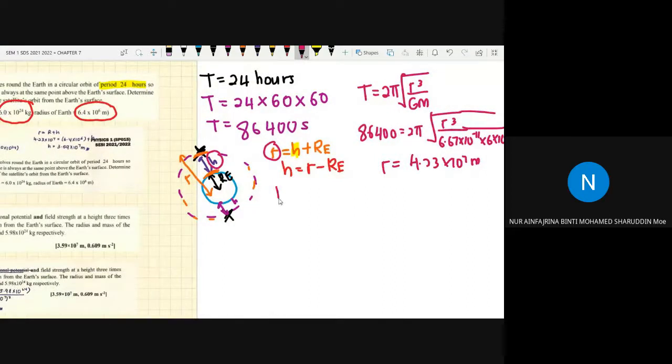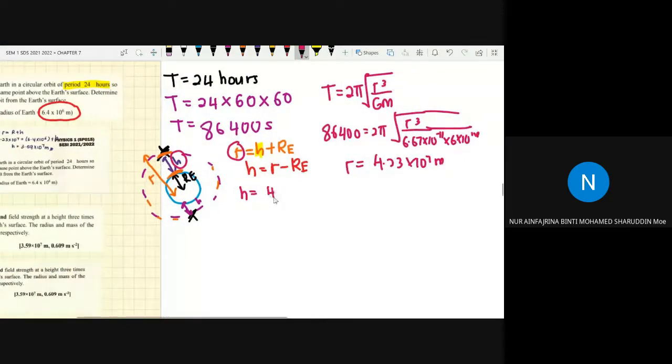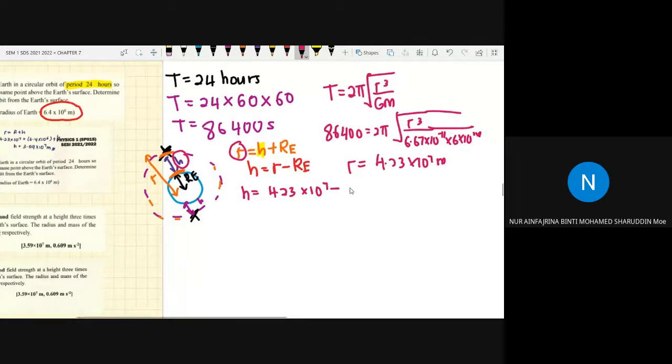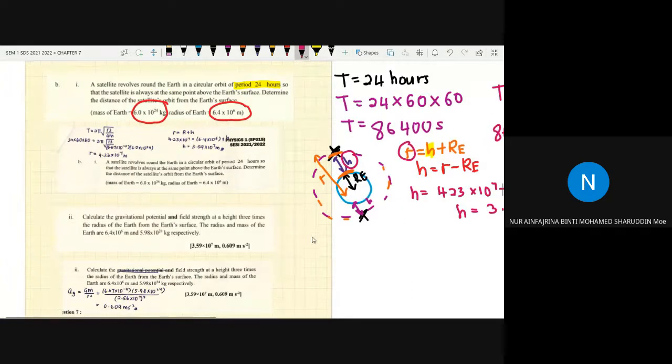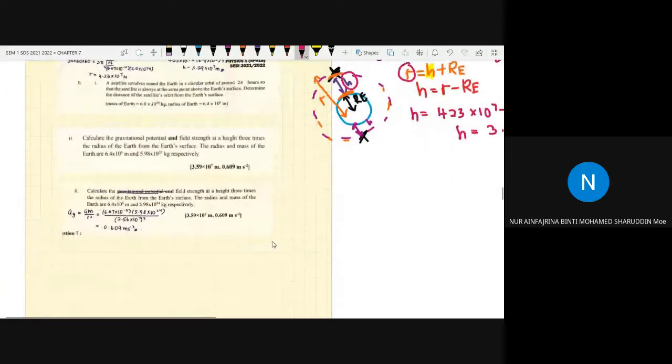Tetapi kita nak H, jadi ambillah R awak 4.23 times 10 to power 7 tolak dengan radius of Earth, which is 6.4 times 10 to power 6 meter. Jadi awak akan dapat height awak 3.59 times 10 to power of 7 meter. Okay, boleh? Boleh. So kan macam Miss, if I want to tackle this kind of question, I will draw first. Because bila I draw, I akan nampak dengan lebih detail. Okay, we are done with 6B1. Let's look at 6B2.